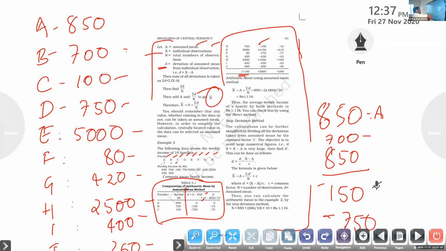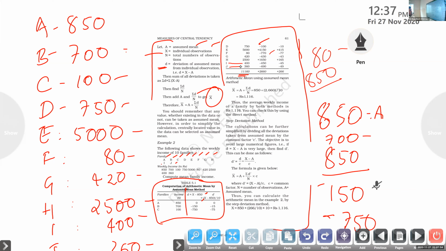Coming to 5,000, it is a big figure, we'll get 4,150. It is a positive sign. Coming to 80, that is 80 minus 850, so you got minus 770. Next digit 420, we got minus 430. Next 2,500, we got plus 1,650. Coming to 400, the income of I, that is minus 450. Next one is J, 360. So 360 minus 850, you got minus 490. Okay, so that's it.